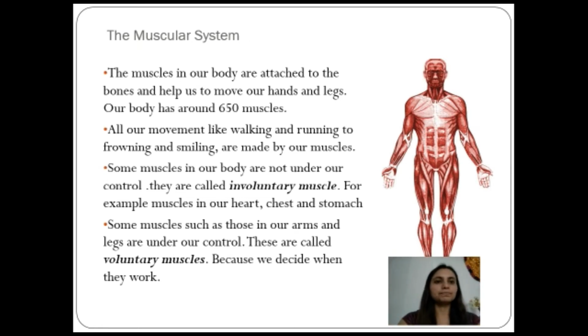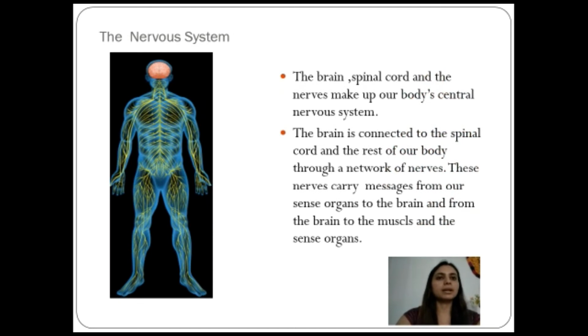Next system is the nervous system. The brain, spinal cord and the nerves make up our body's central nervous system. The brain is connected to the spinal cord and the rest of our body through a network of nerves. These nerves carry messages from our sense organs to the brain, and from the brain to the muscles and the sense organs. Hence, this is called the nervous system.